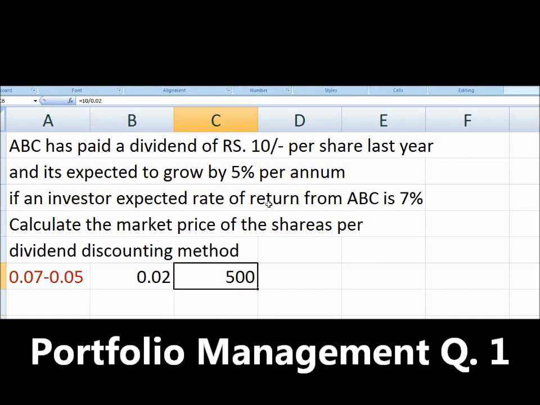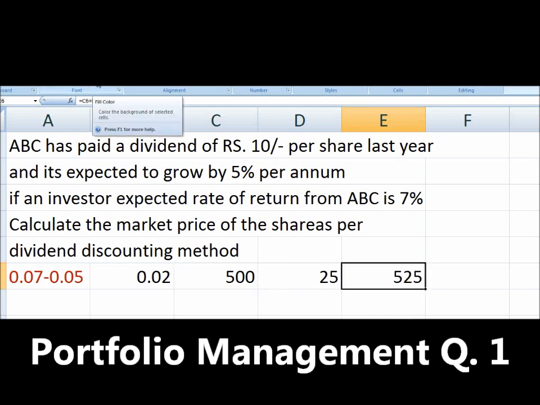Price of the stock will be 500. And if it grows by 5%, 5% of this is 25. The value of the stock is 500 plus 25, which is 525. The answer will be 525. This is the answer.